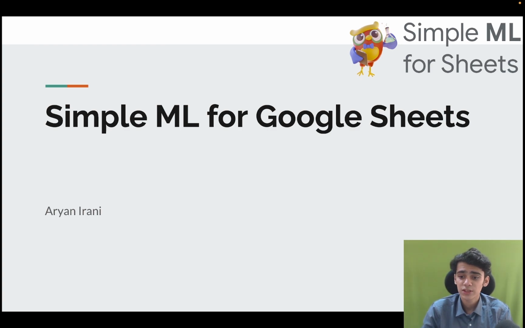This is the first video in this course where we'll be taking a short introduction to what Simple ML is and how we're going to be using it through this course. With Simple ML for Sheets, which is also referred to as Simple ML, everybody can use machine learning in Google Sheets without knowing machine learning, without coding, or even without sharing data with third parties.